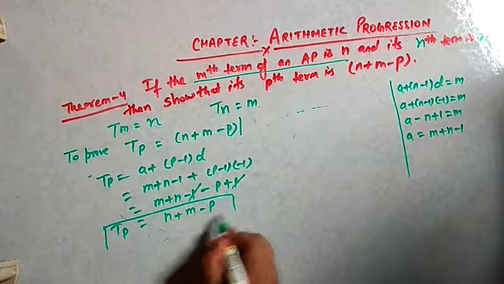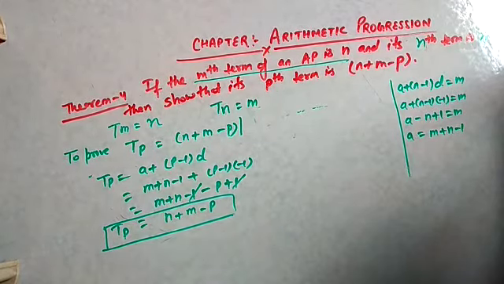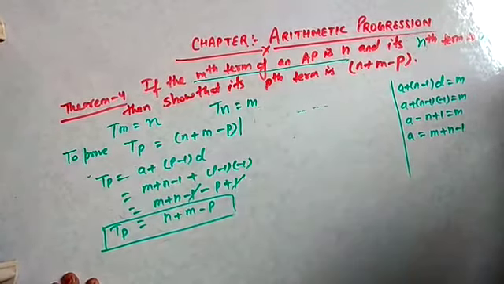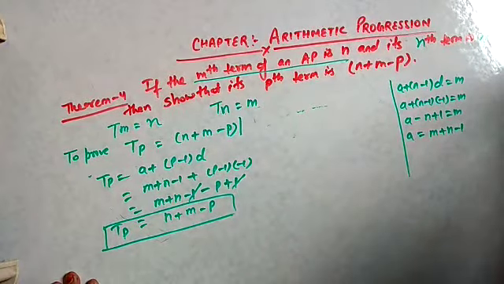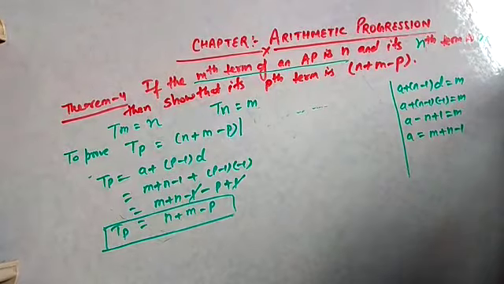I think this is what we needed to prove. So if the mth term of the AP is n and the nth term of the AP is m, we can write that the pth term will be n plus m minus p. I hope this fourth theorem is also clear to you. Now let us discuss the fifth theorem.